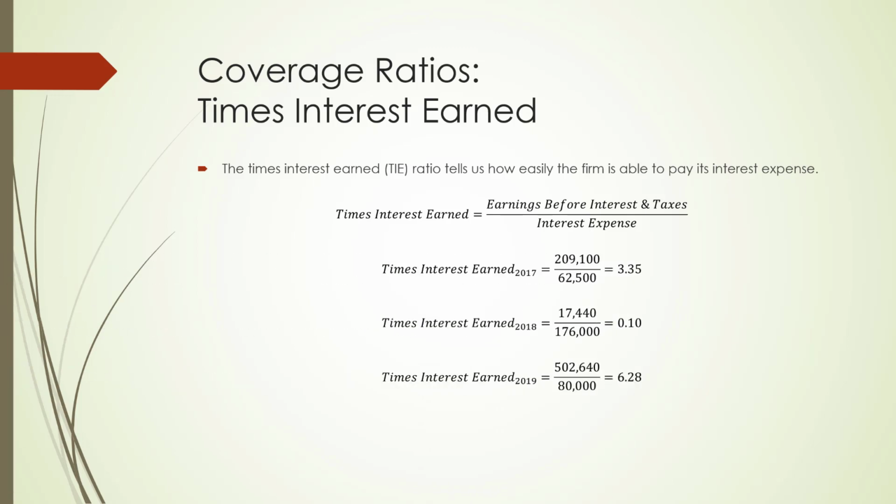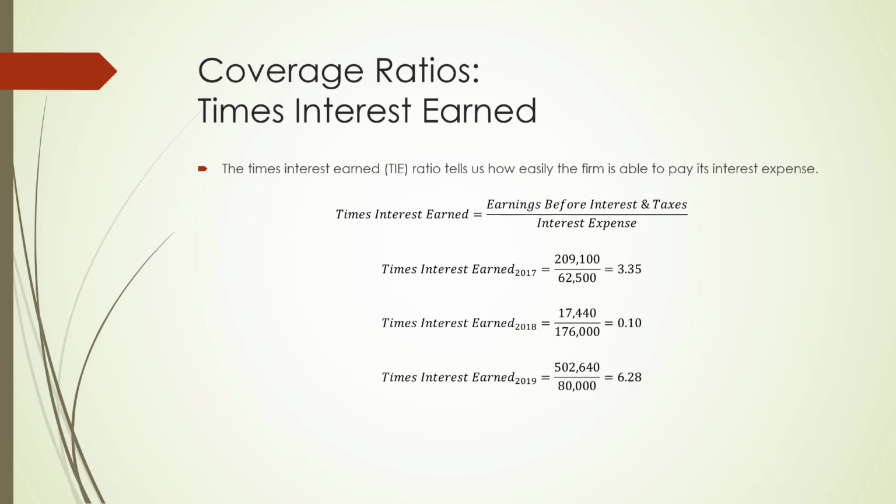And here you can see that in 2017, they were able to pay their interest expense without any difficulty. We had a times interest earned of 3.35. But in 2018, they did not generate enough operating earnings to pay their interest expense. Now, let me point out, that does not mean that they did not pay their interest expense. They paid it, but they used borrowed money to pay the interest expense. And that's something that clearly is not sustainable in the long run.